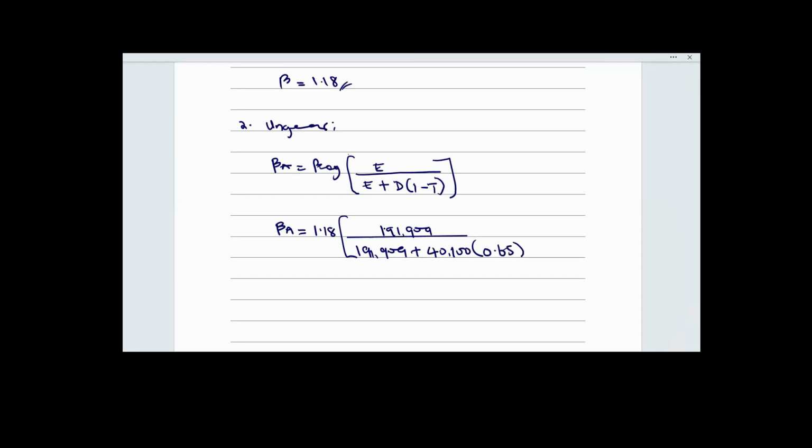So on the day of your exam, there is no need for you to come and be saying 1 minus 0.35. It's a waste of time. You already know 1 minus 0.35 is 0.65. Just put 0.65 there and move on to the next one because you don't have time. Then beta assets equal. Then bring out your calculator. Give me the final answer. What do you have? Start from the denominator, 0.65 multiplied by 40,100 equal plus 191,909 equal, 191,909 divided by answer equal multiplied by 1.18 equal.